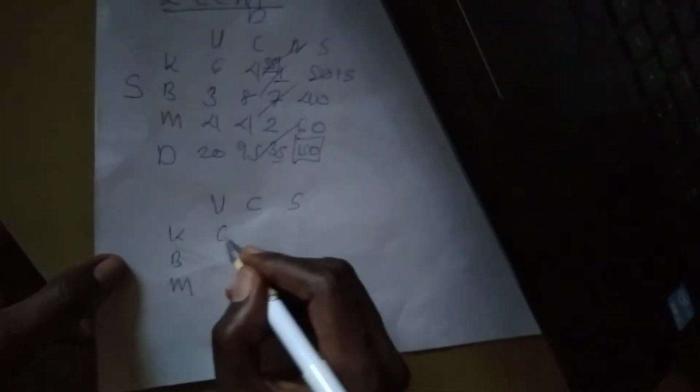So we take the reduced matrix. Our reduced matrix is Voi and Chemelil, and then supply. We still have Kapsabet, Busia, and Meru, whereby we have 6, 4, 3, 8, 4, 4. The supply is 15, 40, and 60. And then our demand is 20 and 95.